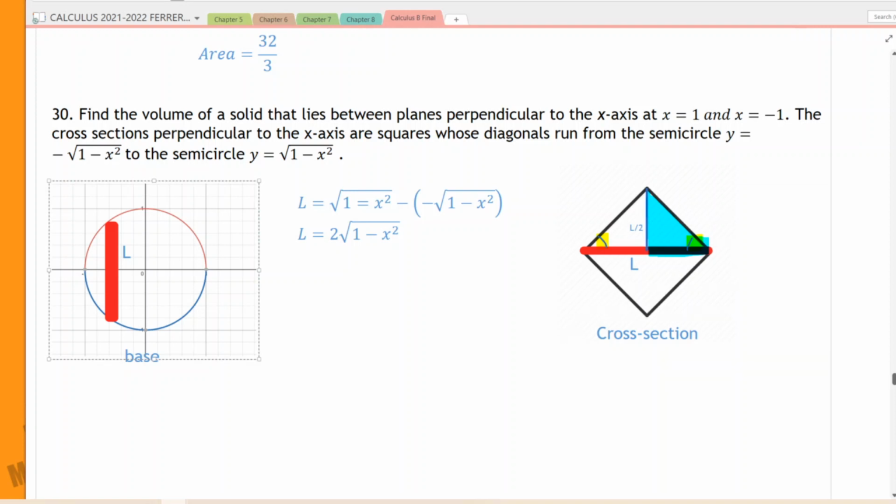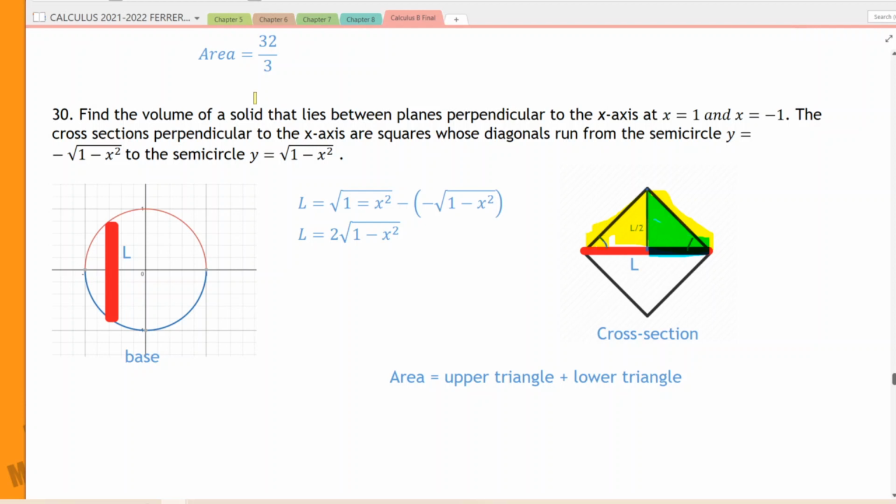So if I need to find the area of this square, we could say that the area is equal to the area of the upper triangle plus the area of the lower triangle. The upper triangle, just to refresh our memory, means this whole part up here, and the lower triangle is all of this down here. Now they are actually the same triangle, so as soon as we find the area of the upper triangle, that's going to be the same as the area of the lower triangle. Well, let's find the area of that upper triangle.